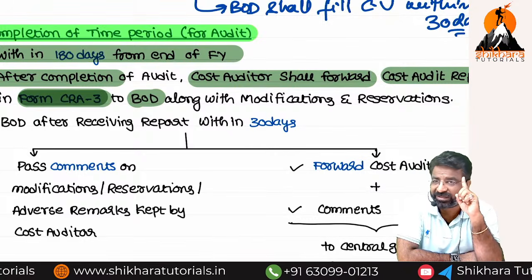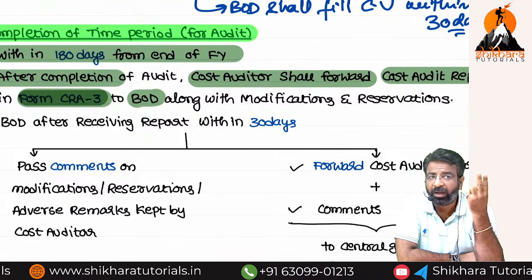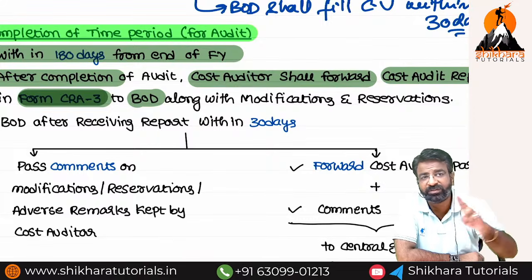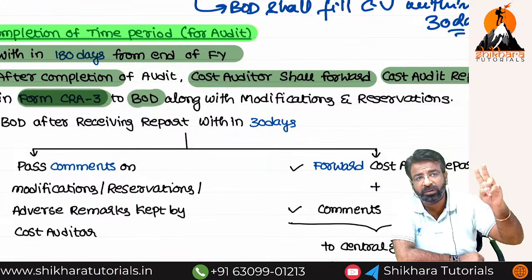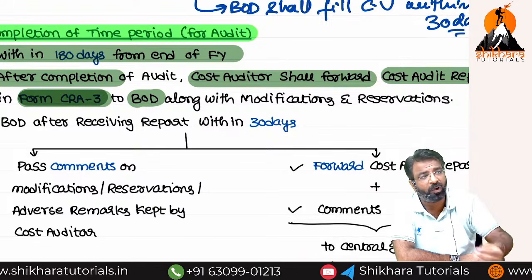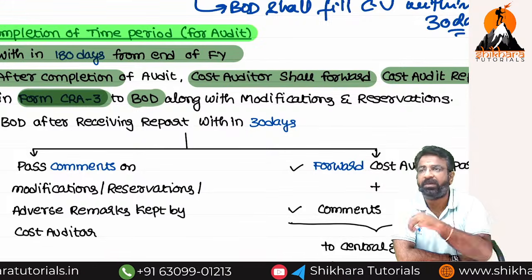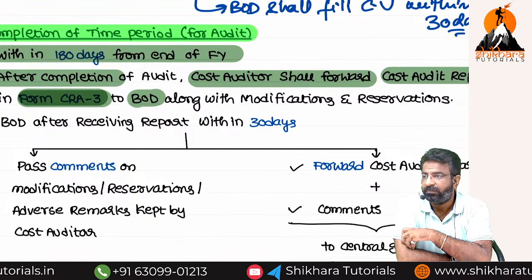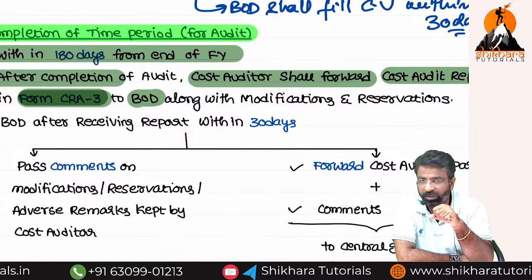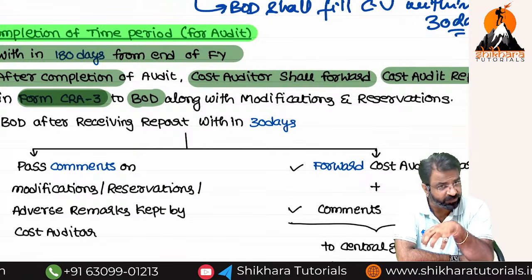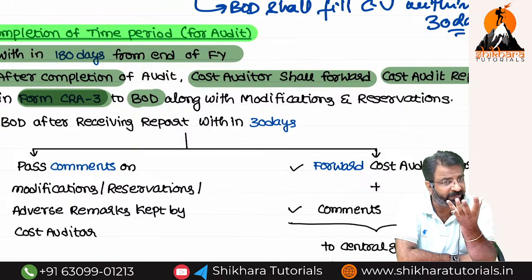Tell me 1, 2, 3. Cost records is CRA 1. Intimation of cost auditor's details to the central government is CRA 2. And the cost audit report, which we file in XBRL format, is CRA 3. Are you getting the point? I'll show you the cost audit report also. This is what we file in XBRL format, keeping the things confidential.